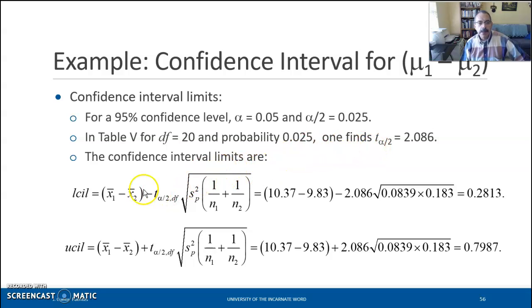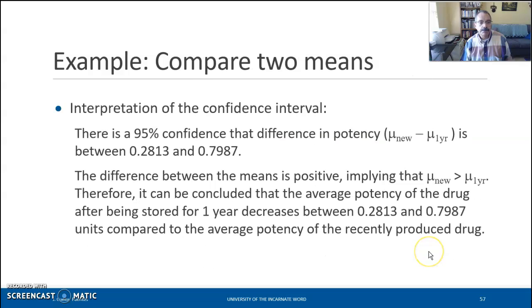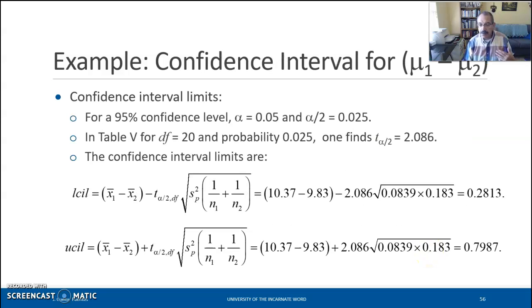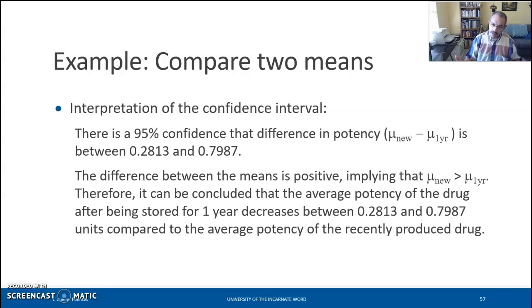So now we have the difference in means. We know the sample means for each sample. We know now the t value. We already found it. We already calculated the pooled variance. And the sum of the inverse of the sample sizes is 0.183. So calculating this term and subtracting it from that difference gives you a lower confidence interval limit of 0.2813. And doing the same operation, but now adding this quantity to this difference, then the upper confidence interval limit is 0.7987. So now that we have the confidence interval limits, we can interpret the confidence interval.